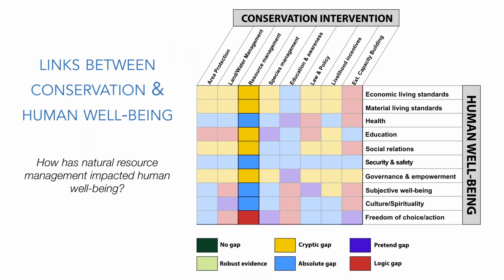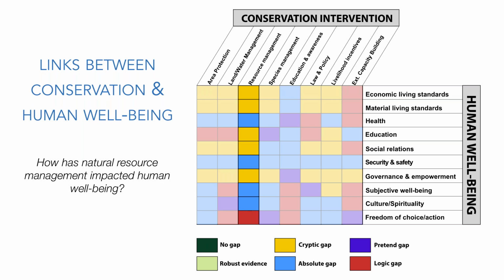So when we apply the key to the map in our case study, we find that most of the map is characterized by cryptic and absolute gaps. And this isn't unexpected in our case because the overall volume of impact evaluations found in the evidence base was low.